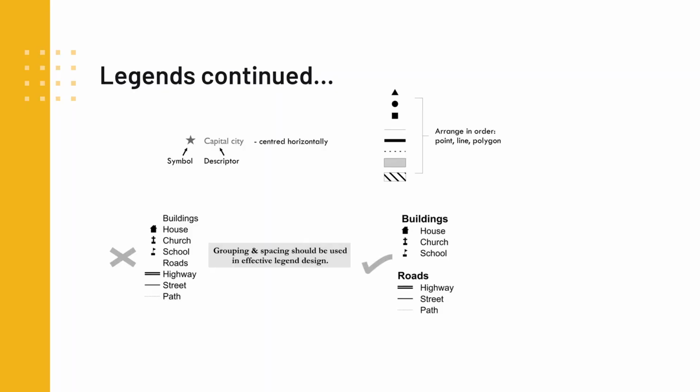Here are some examples of legends. You can see you have your symbol to the left, your descriptor to the right. You will always put your points at the top, then your lines, and then your polygons when you're organizing things in the legend. And it's best if you can put spacing in between things that are grouped together in your legend. It makes it far more legible and easy to understand for the user.